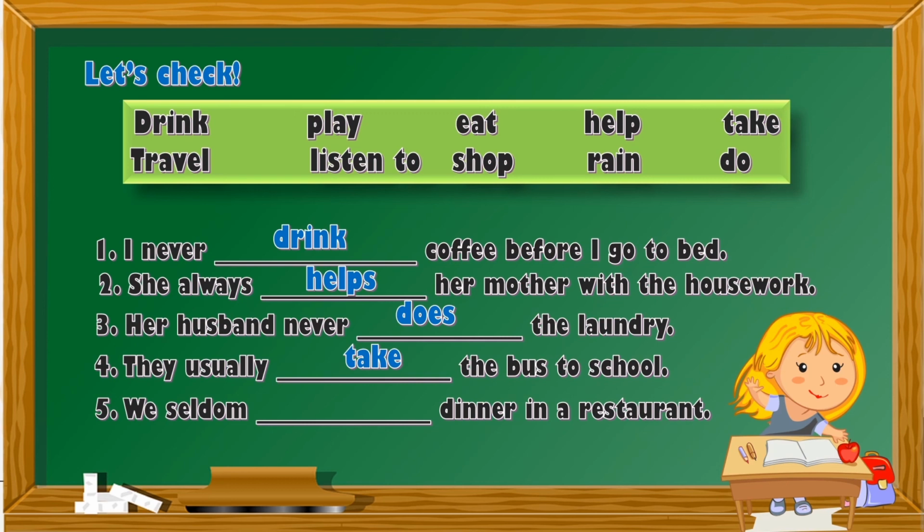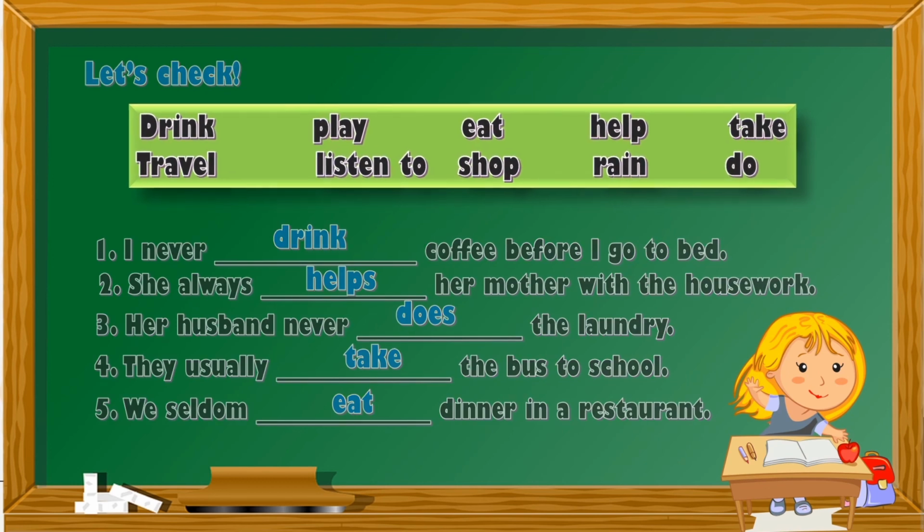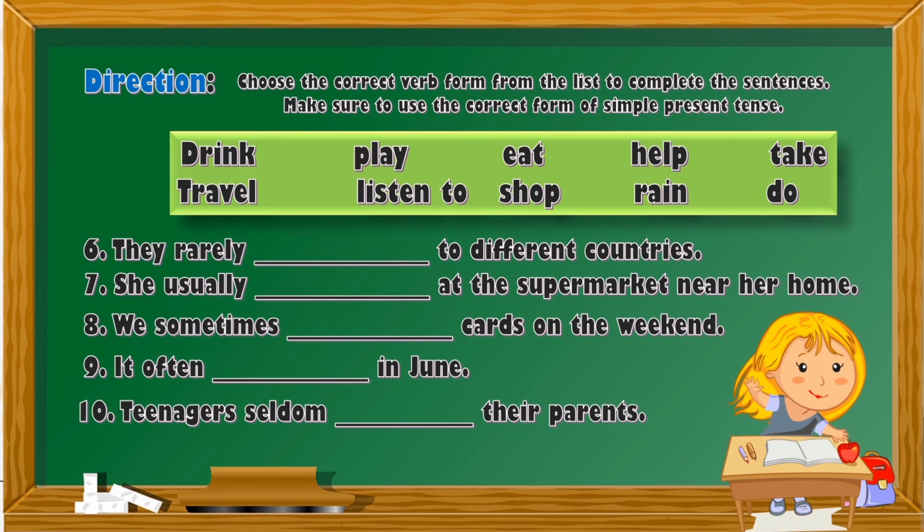We seldom blank dinner in a restaurant. The correct answer is eat. Number 6. They rarely blank to different countries. The answer for number 6 is travel. Number 7. She usually blank at the supermarket near her home. The answer is shops. We sometimes blank cards on the weekend. The answer is play. It often blank in June. The answer is rain. Teenagers seldom blank their parents. The correct answer for number 10 is listen to.